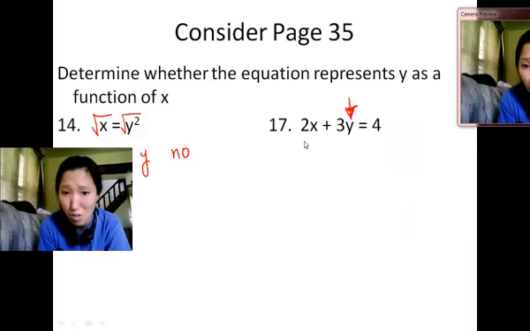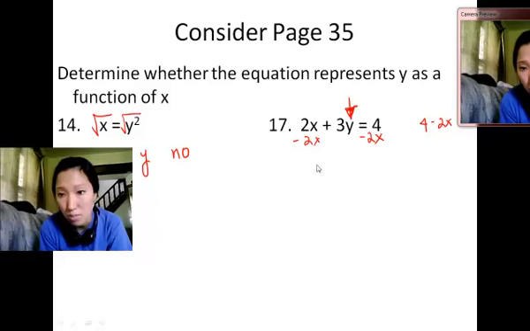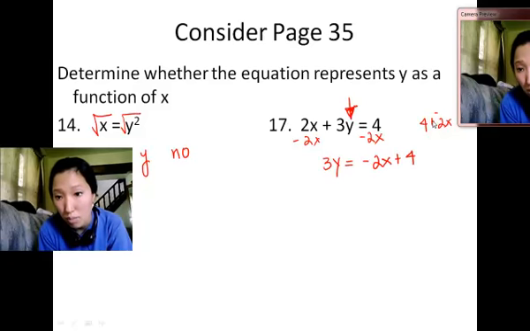So this is hopeful. So I'm going to subtract off the 2x, subtract off the 2x. I technically have 4 minus 2x, but I'm going to write it like this. We have 3y, I'm going to change this to plus negative, equals, and then negative 2x plus 4. Because addition is commutative, we can just swap those terms around. Divide by 3. What we have is this whole side divided by 3, so -2/3 x plus 4/3.